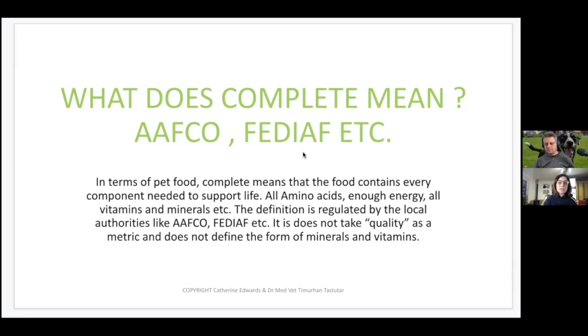So it's a very difficult one, because people have a false confidence that if food is sold as complete and it says it meets one of these relevant standards, depending where you are in the world, that means it's a good quality food for your dog or cat. And unfortunately, that is not the case at all. You as an owner, you do need to dig a lot deeper than that. You cannot take this as an insurance that you're doing the best thing for your animal.